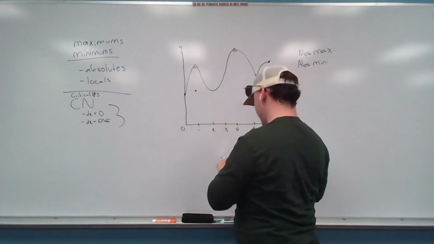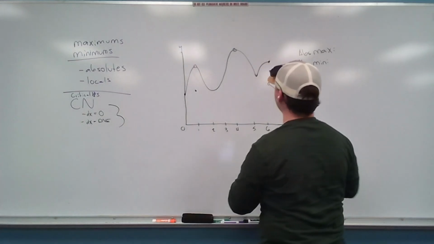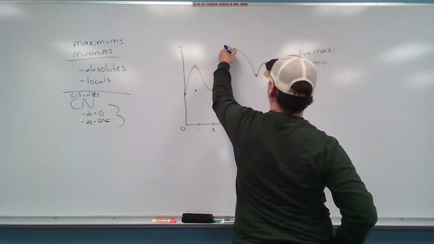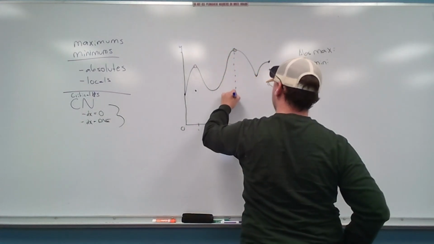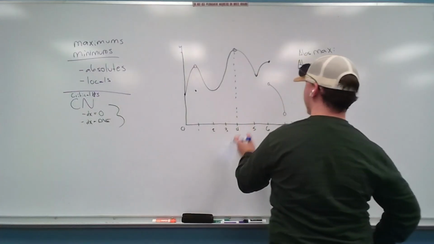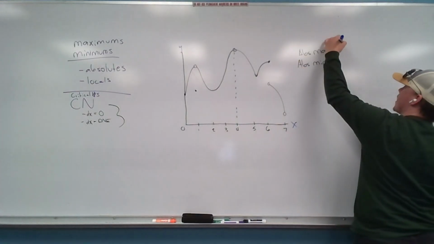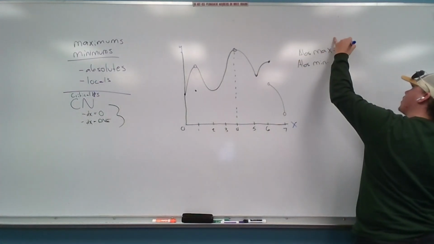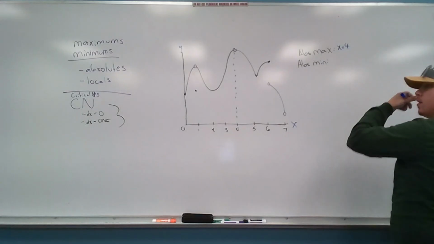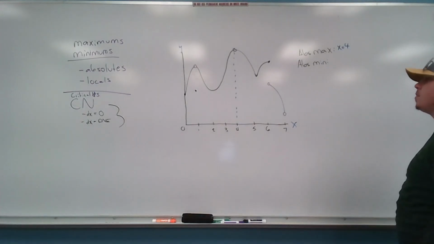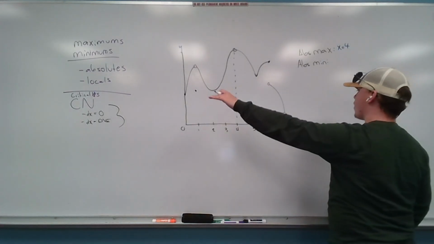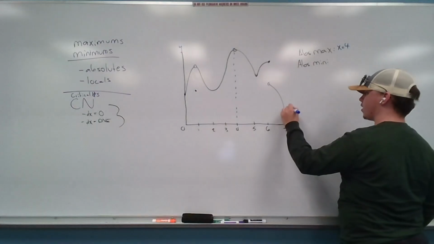So, let's switch over to blue. Just go straight down, and looks like that value is 4. So x equals 4. Now, where's the absolute minimum? Well, the lowest point on the graph appears to be right here.